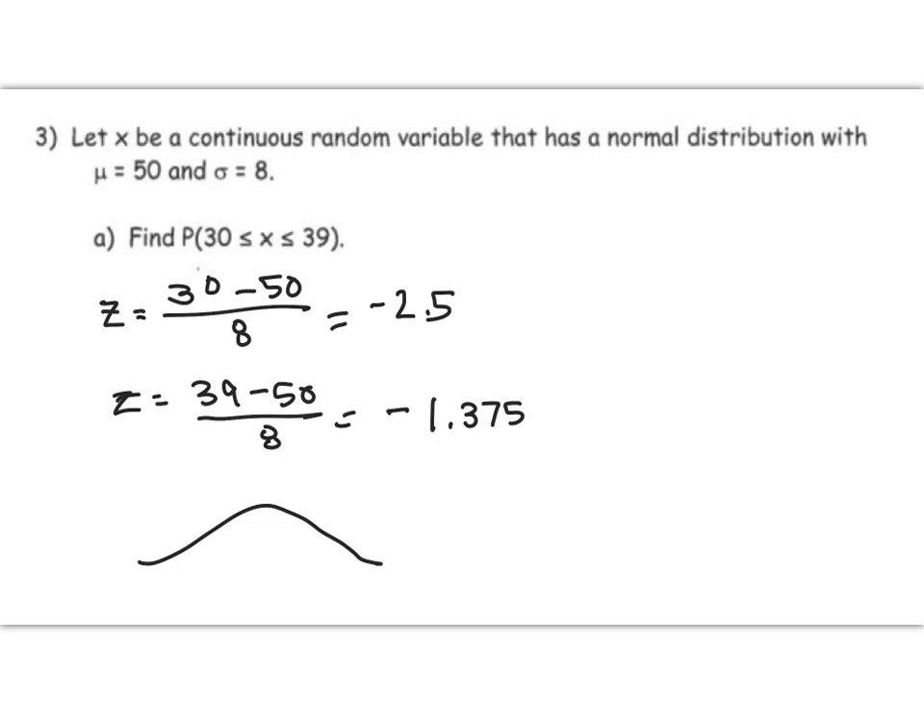Drawing a picture of what I need here. I need that area between these two. That means I'm going to look up the standard score for negative 1.38 and subtract the standard score for negative 2.5. When I do that, I end up with 0.0784.